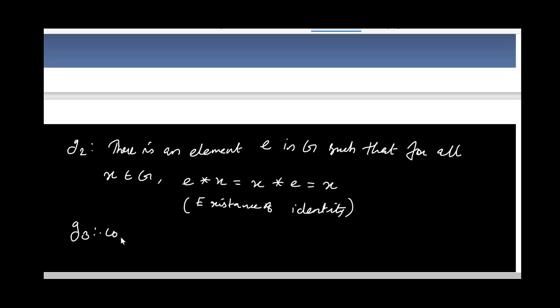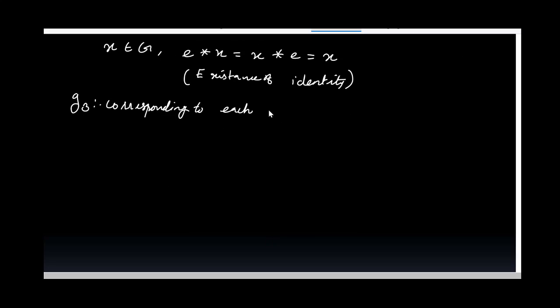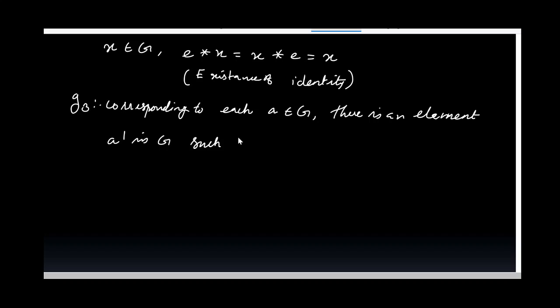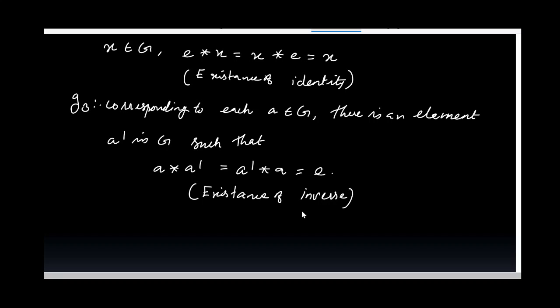Now G3: corresponding to each A belonging to G, there is an element A dash in G such that A star A dash equals A dash star A, which equals the identity. This is called existence of inverse.